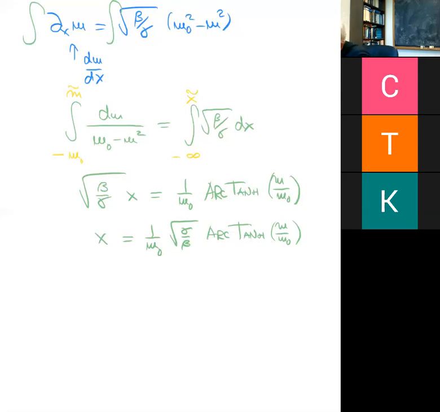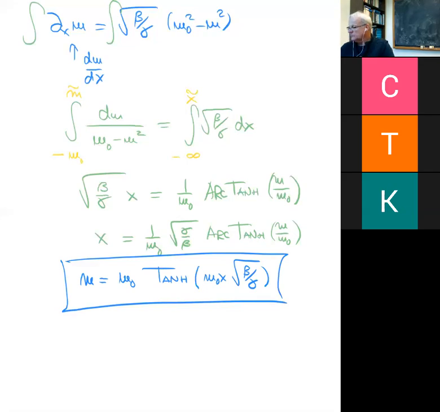Okay, so I get that m is equal to m naught times the hyperbolic tangent of m naught times x times root beta over gamma. And I can go back to my notes and find what m naught was. So m naught was root alpha over 2 beta. Alpha is actually negative, so this is the absolute magnitude of alpha. So this means that m naught times root beta over gamma is actually, the beta goes out, so this is the square root of alpha over 2 gamma.